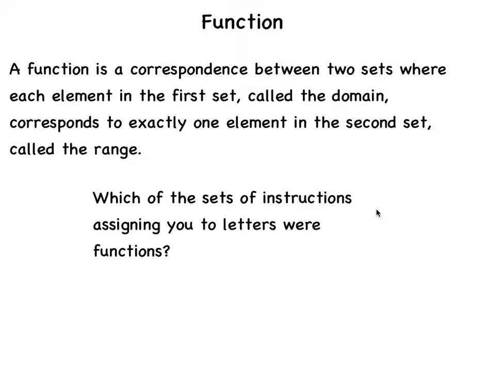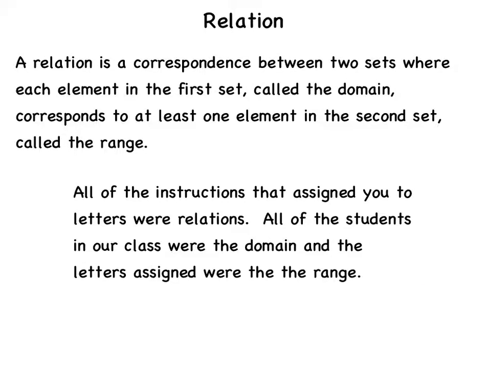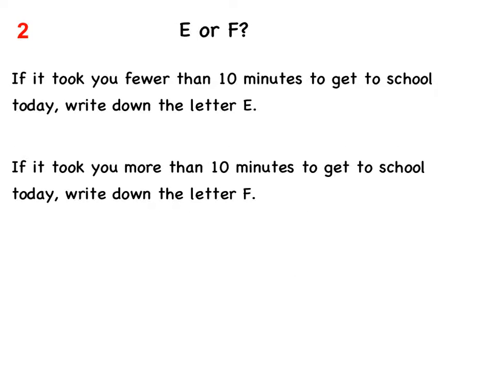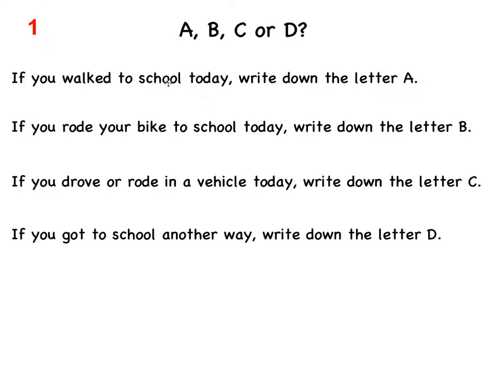Which of the sets of instructions assigning you to letters were functions? Press pause, and when you're ready, press play for the answers. Number 1 and number 2, I believe, were functions. Let's go back and look. Number 1, every single person in here should have been assigned a letter A, B, C, or D, and they did not overlap. No one should assign themselves 2 letters at once, so that is a function.